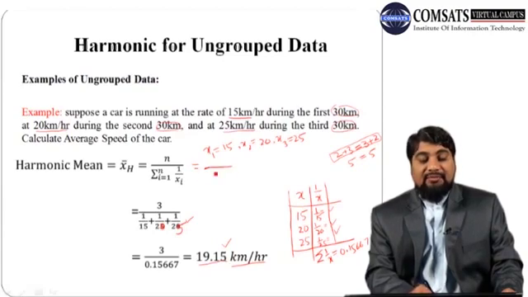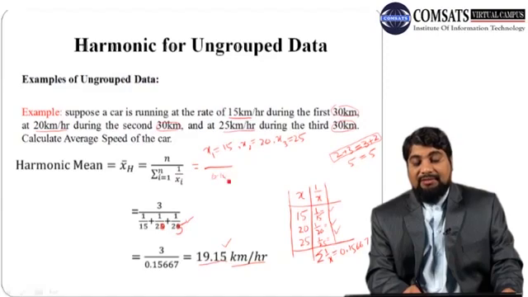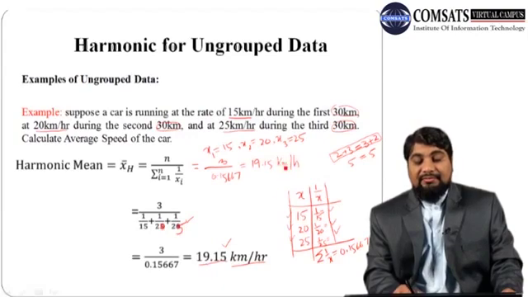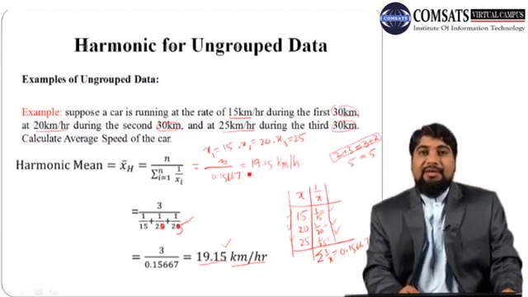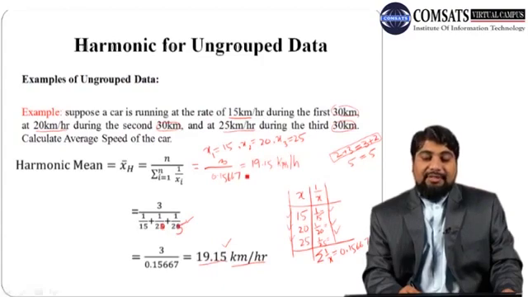So by using this formula, summation 1 over xi is 0.15667, and n in this case is 3, the number of observations. So just dividing, you will get the same result, in kilometers per hour. So this is how we can calculate harmonic mean for ungrouped data.